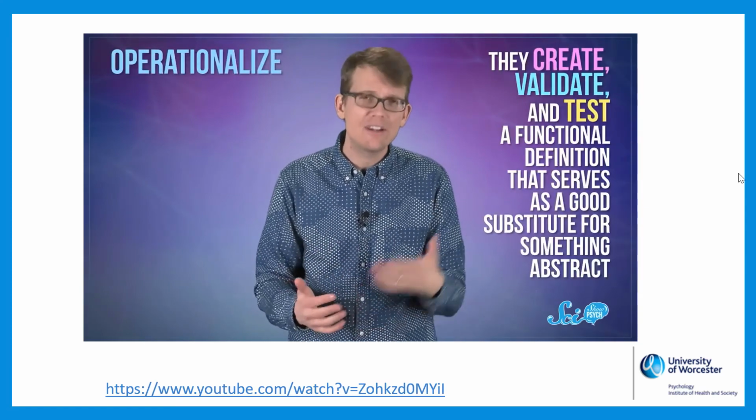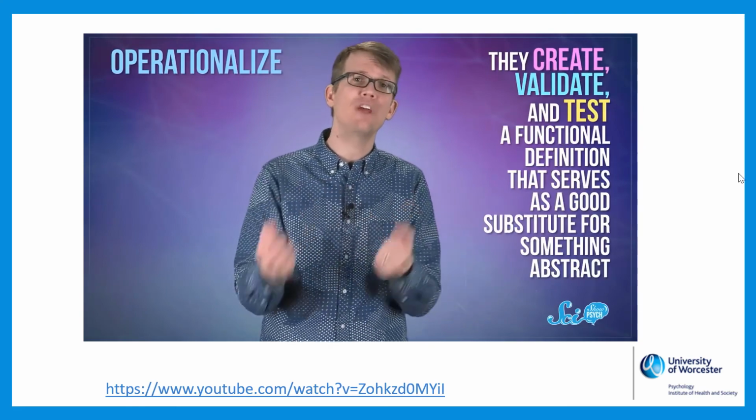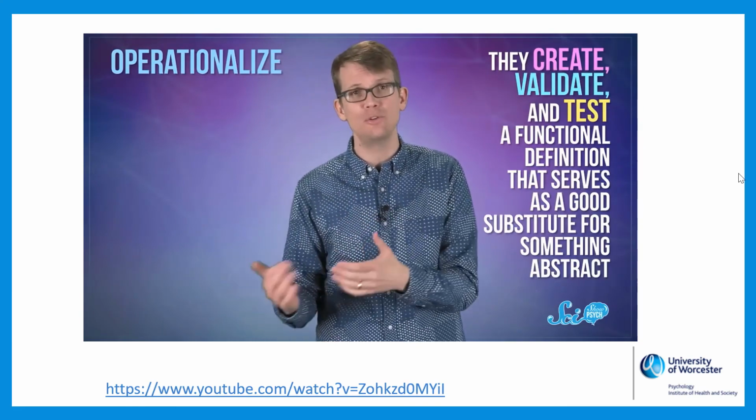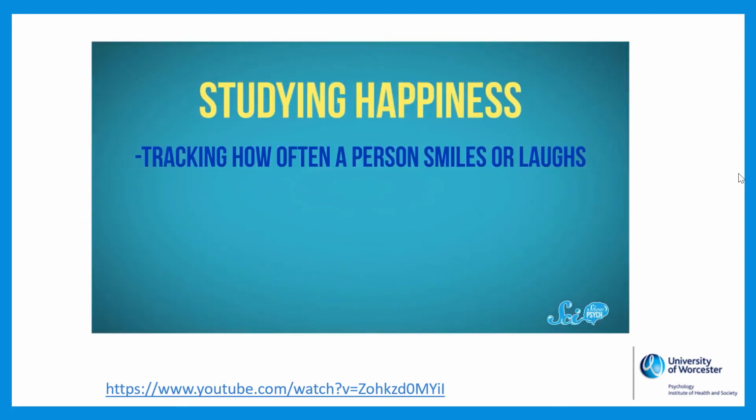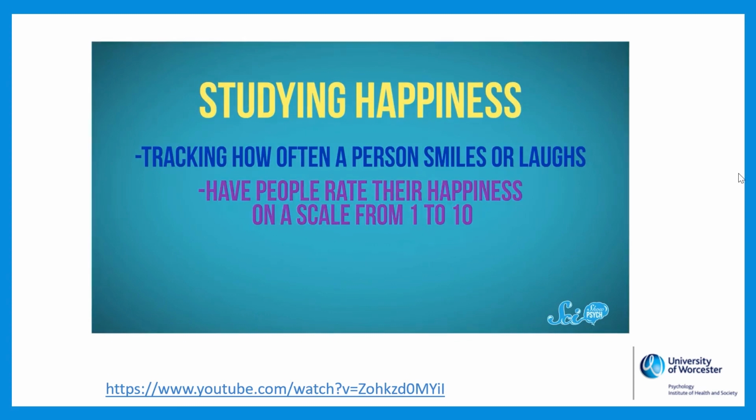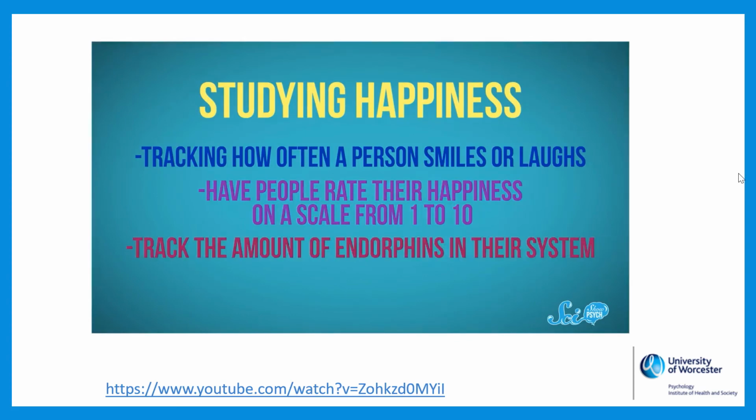But psychologists account for those things. Like, even though you can't directly measure abstract concepts like happiness or anger, psychologists operationalize them, meaning they create, validate, and test a functional definition that serves as a good substitute for something abstract. Going back to our happiness example, they might study it by tracking how often a person smiles or laughs. Or they could have people rate their happiness on a scale from 1 to 10, or track the amount of endorphins in their system. All of these are useful for different reasons and offer valid, valuable data.